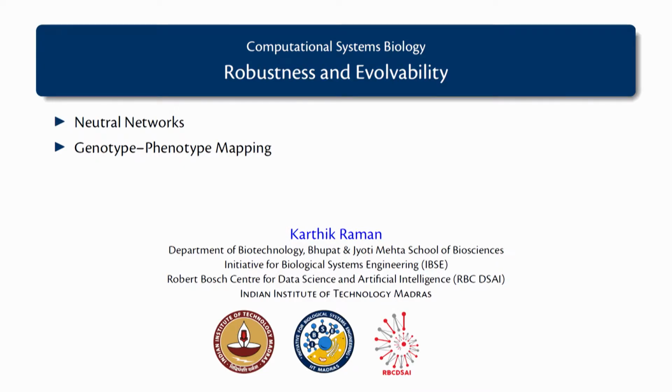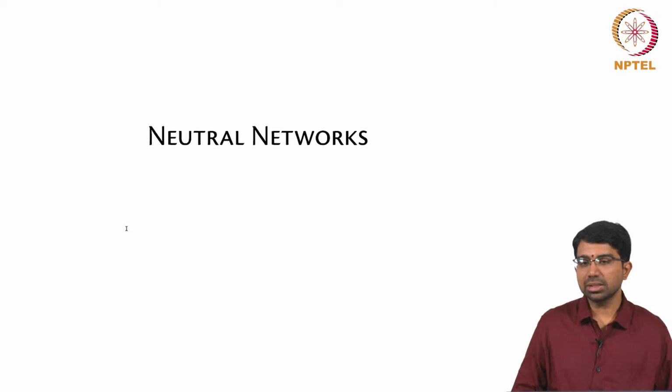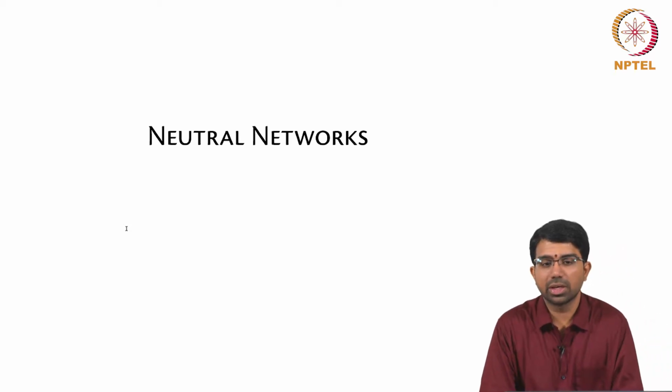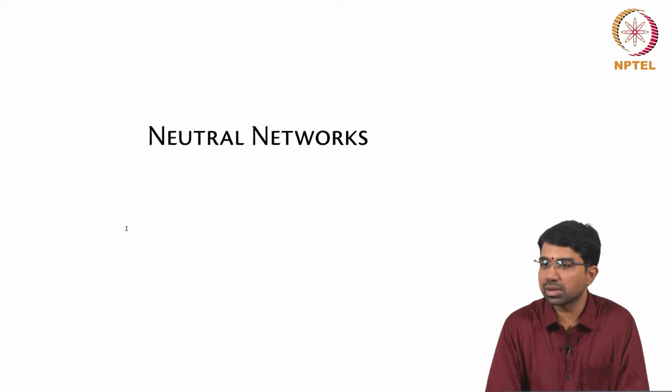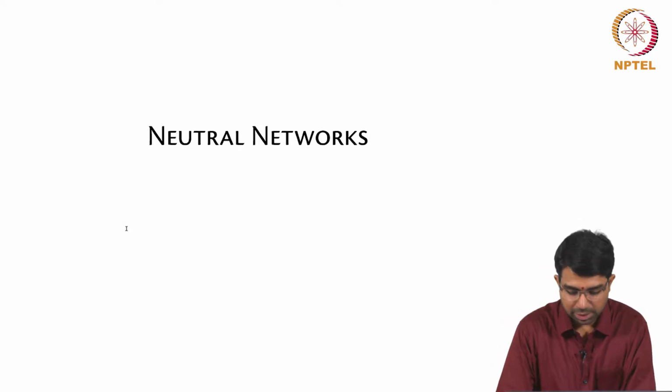So, in this last lecture on robustness and evolvability, we will closely study the concept of neutral networks, which are very important for our understanding of robustness and evolvability and how they can coexist in biological systems, and also discuss genotype-phenotype mapping, which is central to how we build these genotype networks or phenotype networks and the corresponding neutral networks. Let us try to understand the concept of neutral networks. This is very central to our whole understanding of robustness and evolvability in biological systems.